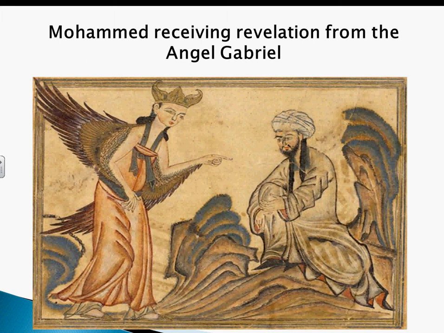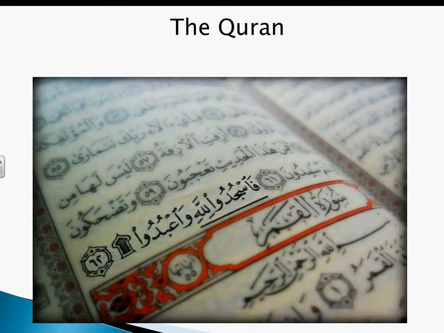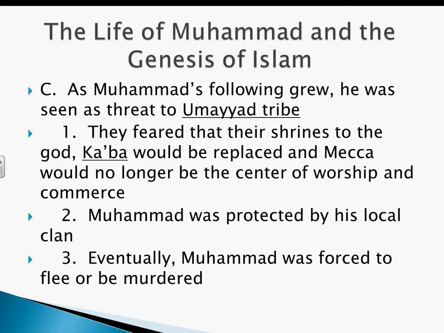Here shows Muhammad receiving the revelation from the angel Gabriel. He said that he received this revelation in a cave at Hira, which is considered a holy site. This is an example of the Quran written in Arabic.